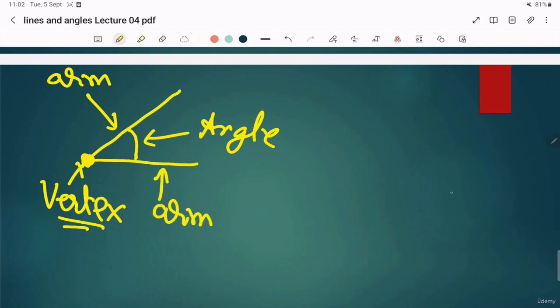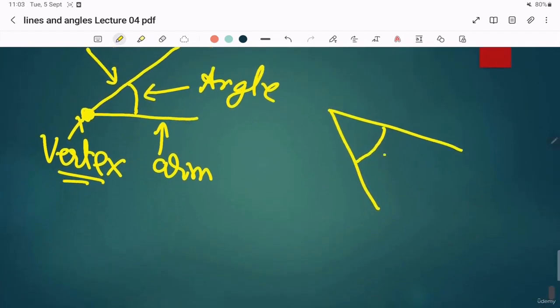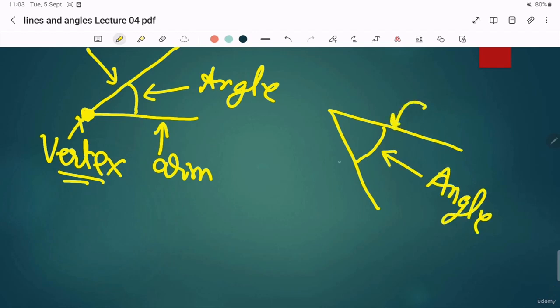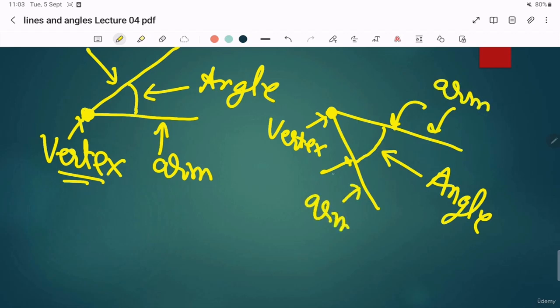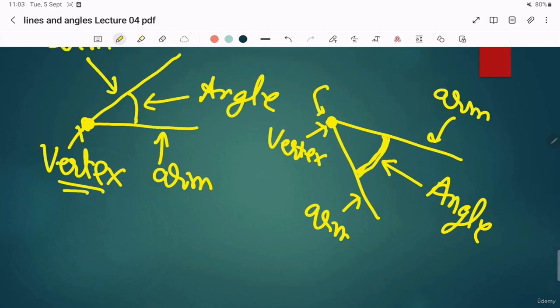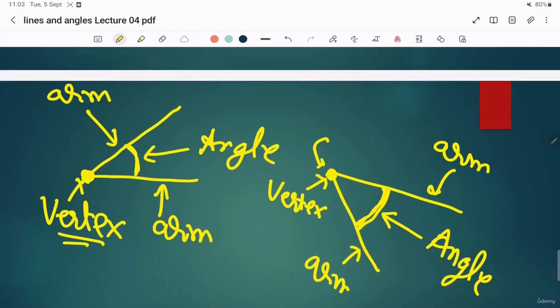Now let's say we have two lines like this. They are forming this angle. This is angle. And these two lines are meeting at this point. So this is vertex. And this line is called arm. And this line is also called arm. Whenever we have an angle, we have a vertex. As you can see, we have this angle, and we are having a vertex. In this figure, this is an angle and this is a vertex.